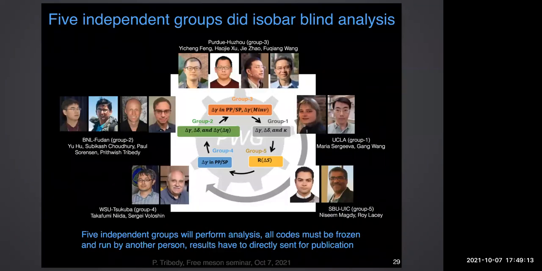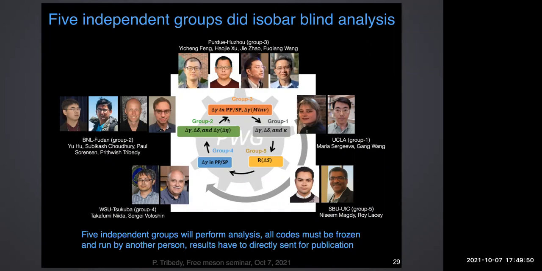So there were 5 independent groups that will do the analysis: group 1, 2, 3, 4, 5. Now the idea is that, let's say group 1, which is this UCLA group, prepares their code, software analysis tools. That analysis code will be run by, let's say, Stony Brook and UIC group. Their analysis will be run by another group, let's say Wayne State, Tsukuba. And again, their analysis code will be run by a different group, let's say BNL Fudan. And then theirs will be run by another one.